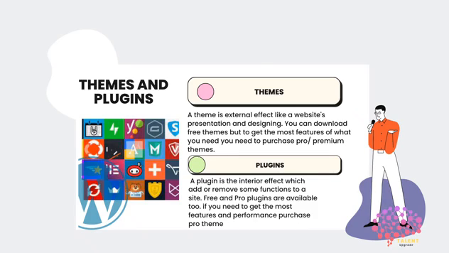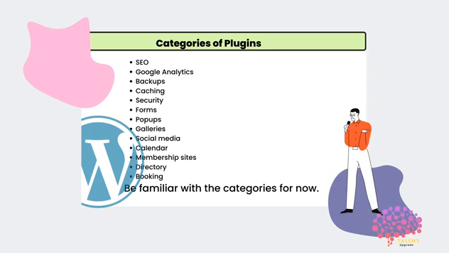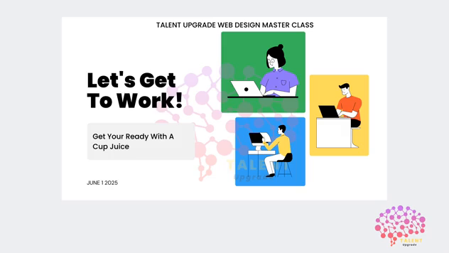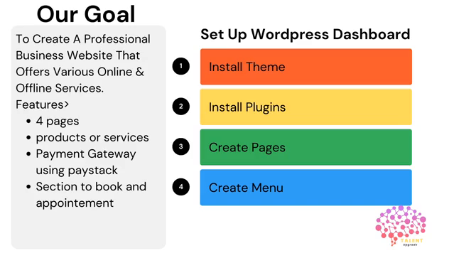Then we will talk about categories of plugins. We have SEO plugins. Those are categories. So under each category, we have different kinds of plugins. You understand? And they are created by different developers. So you learn about these categories of plugins, then we now get to work. Then our goal, what do we want to achieve?